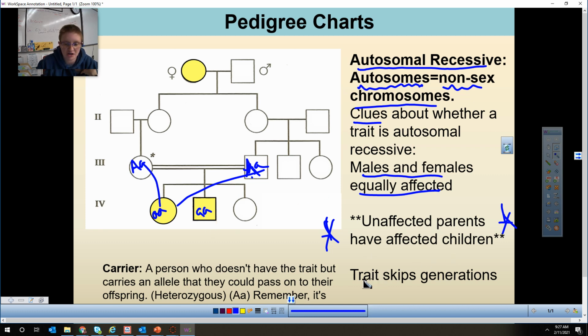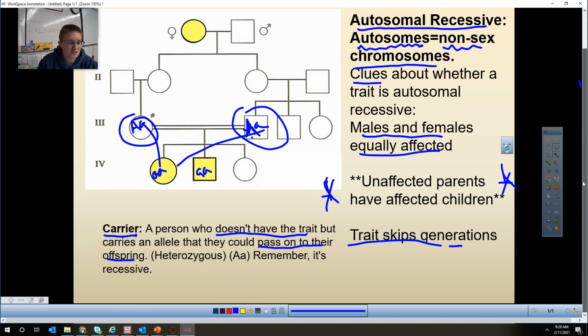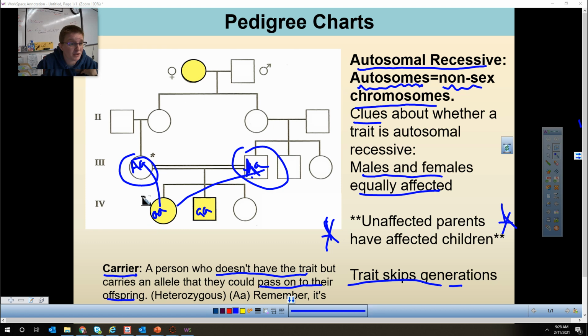The trait skips generations, and we end up with carriers. So everybody please say carrier. A carrier is a person who doesn't have the trait, like these parents. They're carriers. They don't have the trait, but they can pass it on to their offspring. So they're heterozygous. They're big A, little a, all right? So remember, this is a recessive trait, so it only shows up if we're little a in this case.